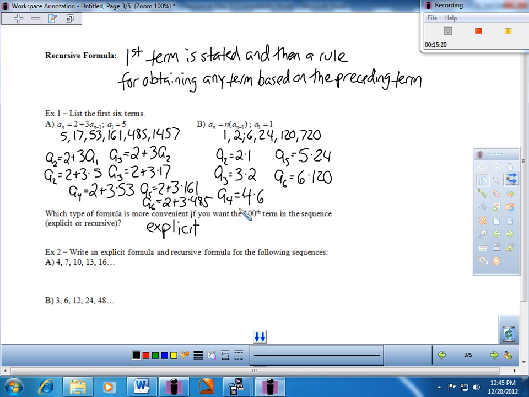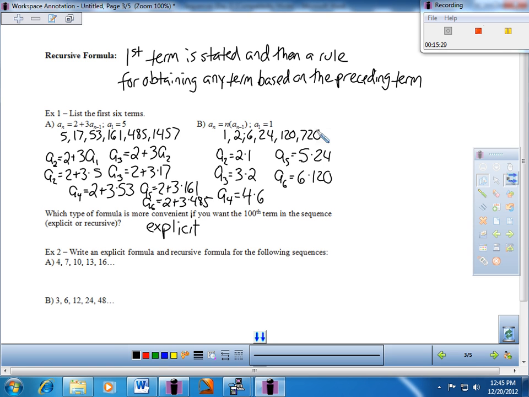Whereas recursive, as you can see, the 100th term is dependent on the 99th, which is dependent on the 98th, et cetera, all the way back. So if I had to get the 100th term, I would have to keep going and going and going all the way up. Just interesting to think about, but explicit is definitely the more convenient if you want just any term right away.